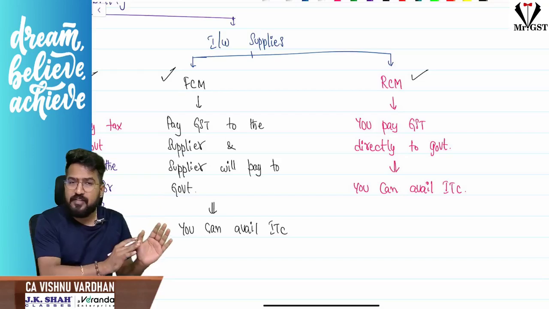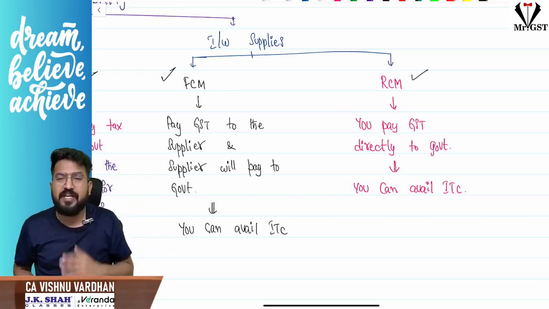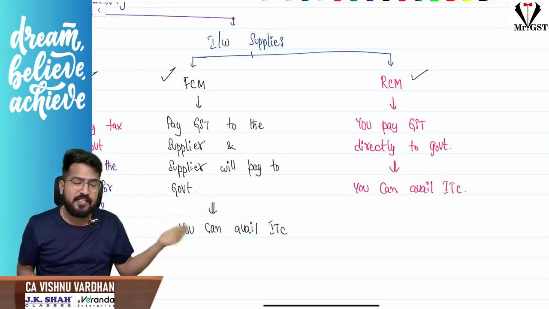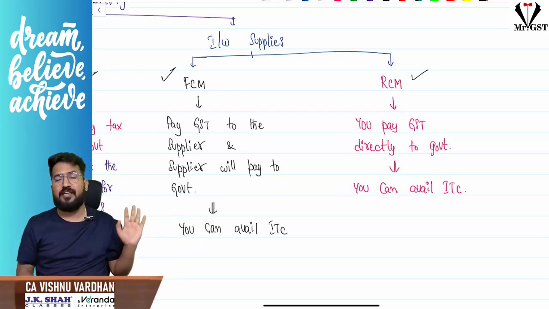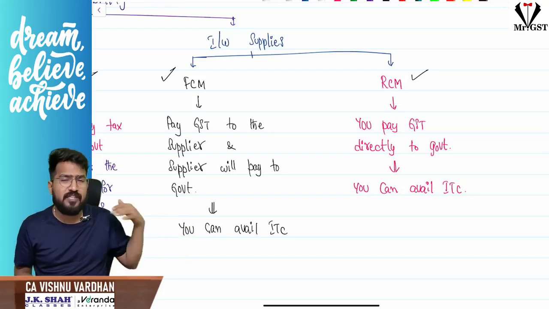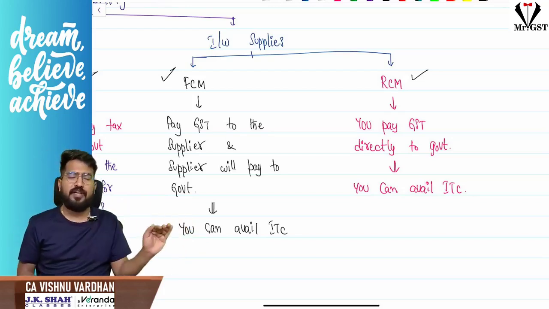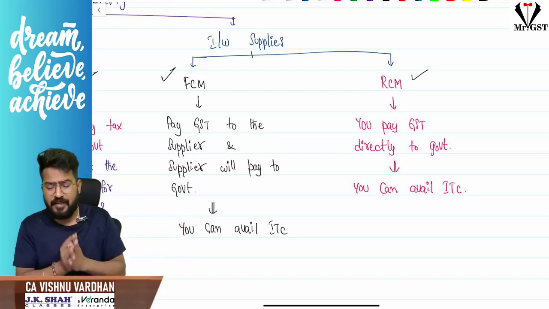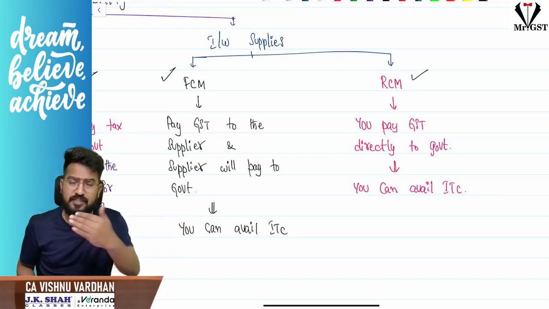Whether it is covered under forward charge or reverse charge, the only condition is that when we are buying something, we should use it for making taxable outward supplies, then only we can take ITC. If we are using it for making exempt outward supplies, we cannot take ITC. But if we are using it for taxable supplies, we can take ITC. That we will discuss in section 17, nothing to worry.